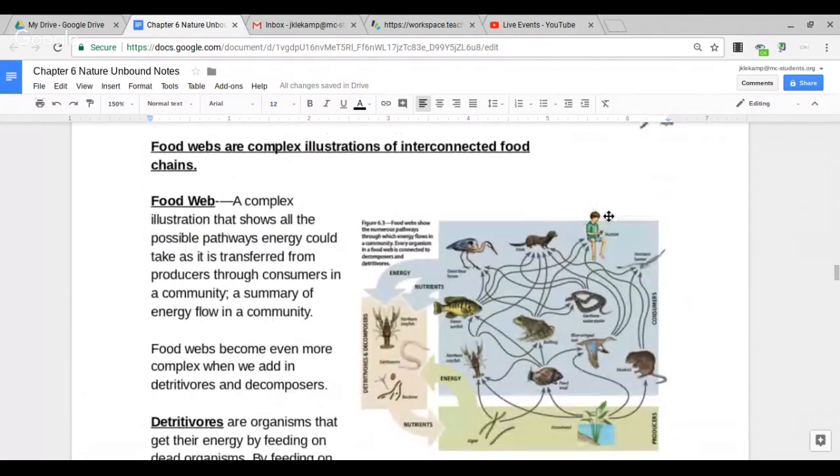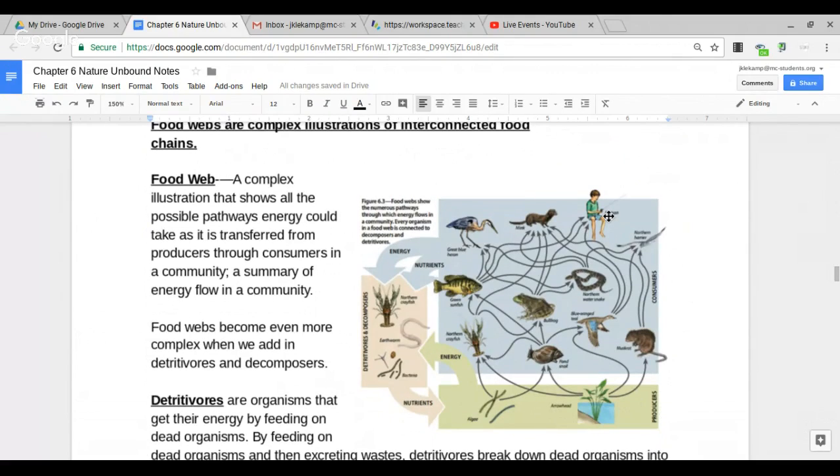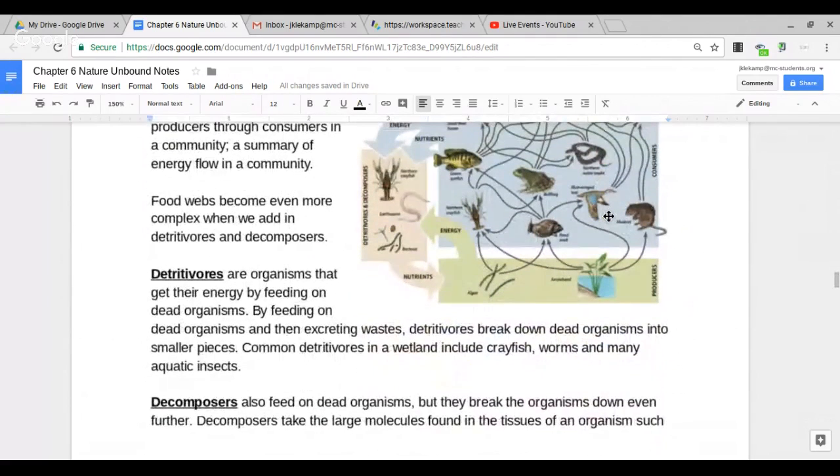The next step, though, is a food web, and they become very complex illustrations of interconnected food chains. So a food web is a complex illustration that shows all the possible pathways energy could take. Could be a lot of different ways. If this organism eats this organism, what happens if this organism's taken out? Different things, but it becomes a very complex graphic to be looking at.